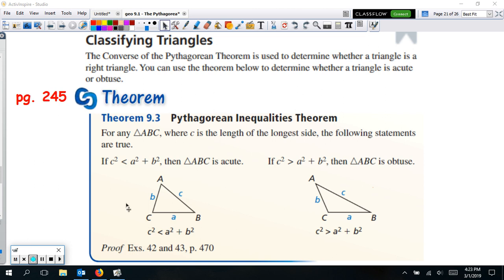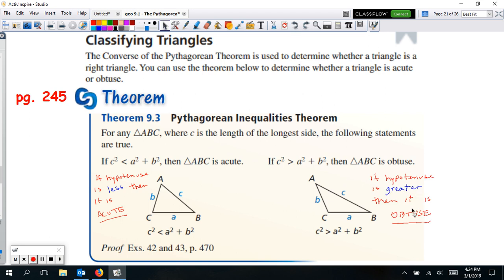Here's another way I like to think of it. For this one here, you could say if the hypotenuse is less, then it's acute. And just think about it in terms of hypotenuse only, just your c. But if the hypotenuse is greater, then it's obtuse. So that boils it down to just looking at the hypotenuse. If the hypotenuse is less than the other side, then it's acute. But if the hypotenuse is greater than the other side, then it's obtuse. All right, let's go ahead and try some of these on our extra practice.